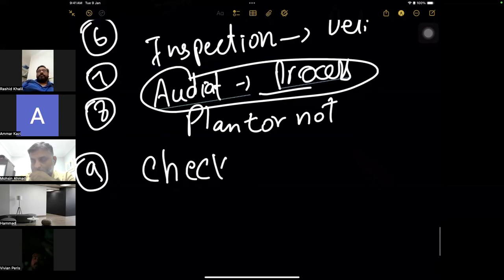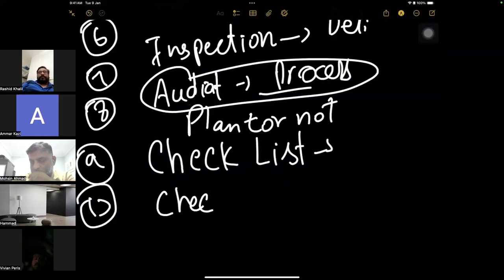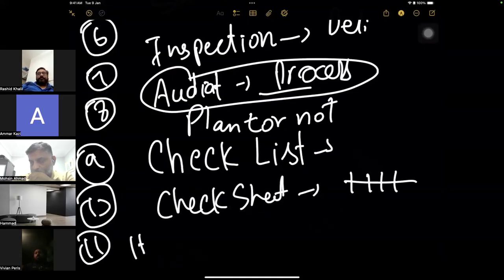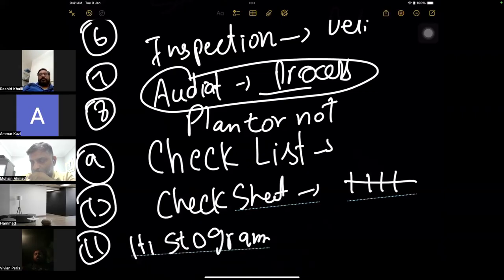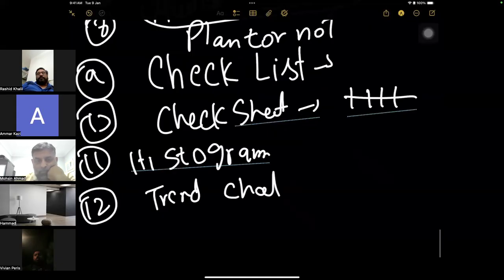What is a checklist? It shows the sequence. Then check sheets. Check sheets show whether things are present or not, how many defects. Histogram. Thank you, Farooq. Trend chart shows the trend of the process.